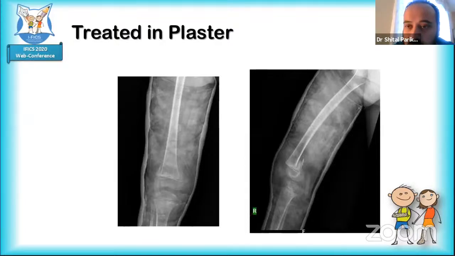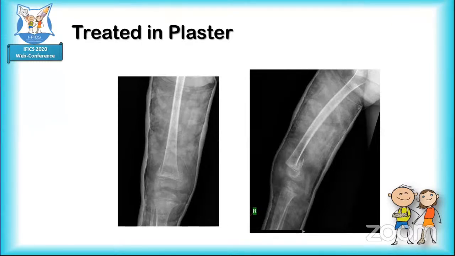When you say nails, I think you meant K-wires, right? Coming from proximal to distal, cross K-wires? Yeah, K-wires or whatever type of flexible nails that you use.